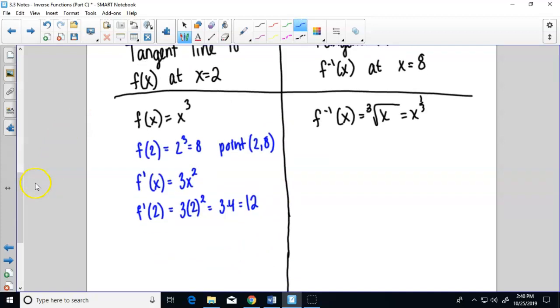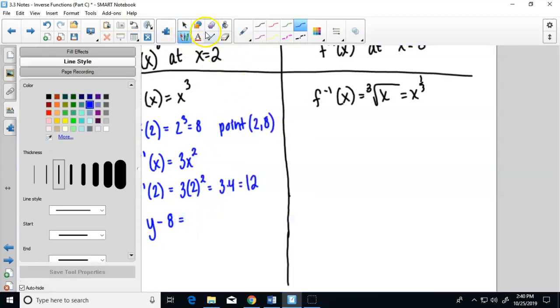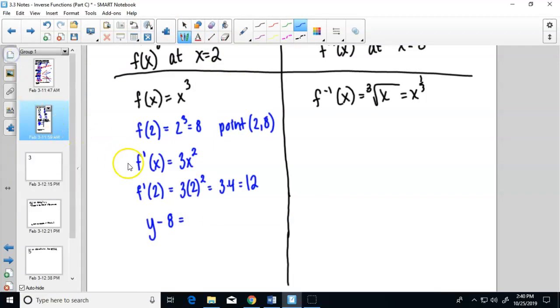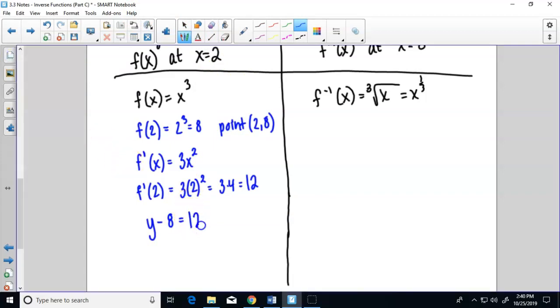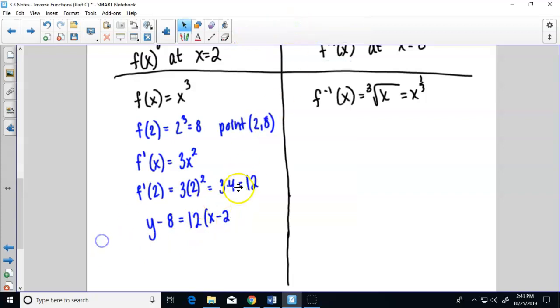So if we want to write the equation of the tangent line here, we would have y minus 8 equals 12 times x minus 2. And just for the purposes of what we're doing here, I'm going to go ahead and solve that for y. I just think it makes it a little easier to compare them in the end.